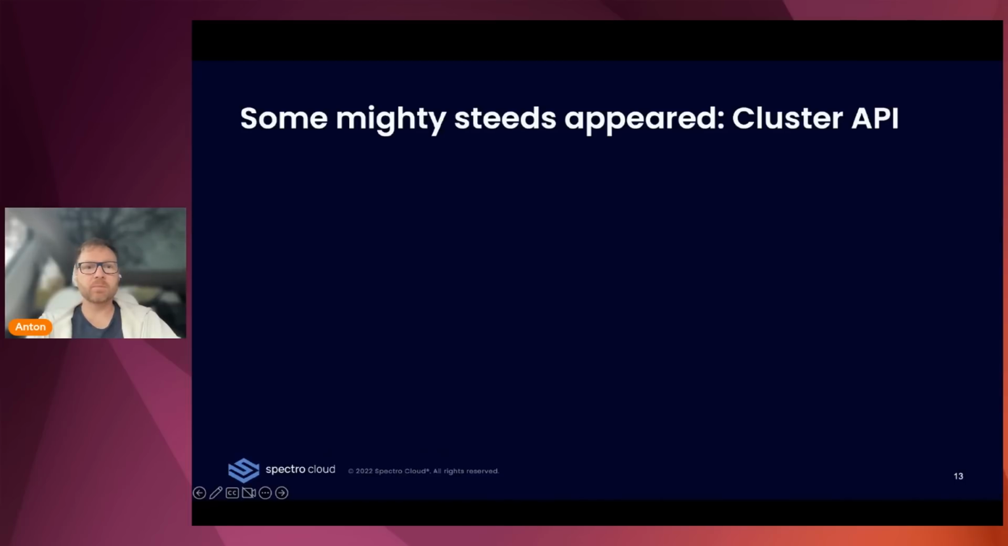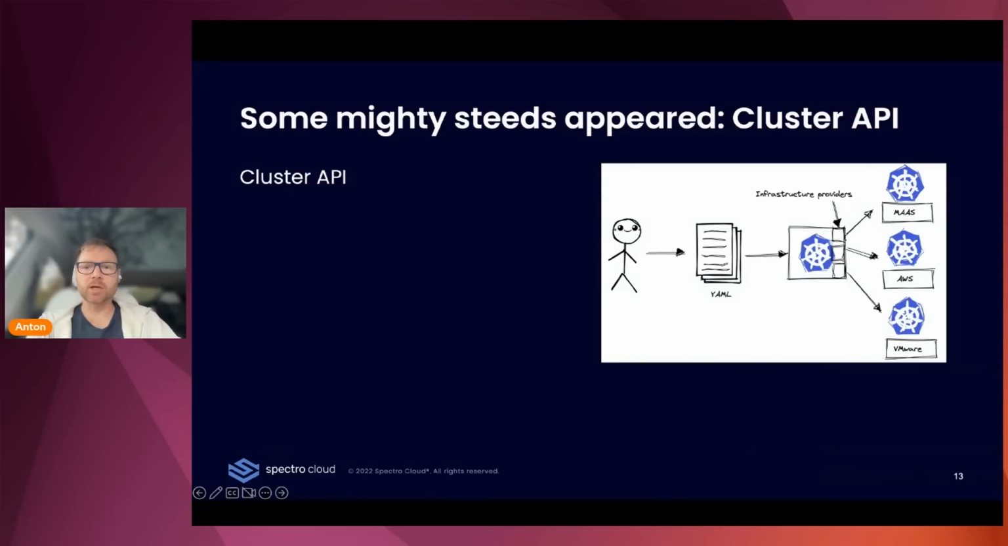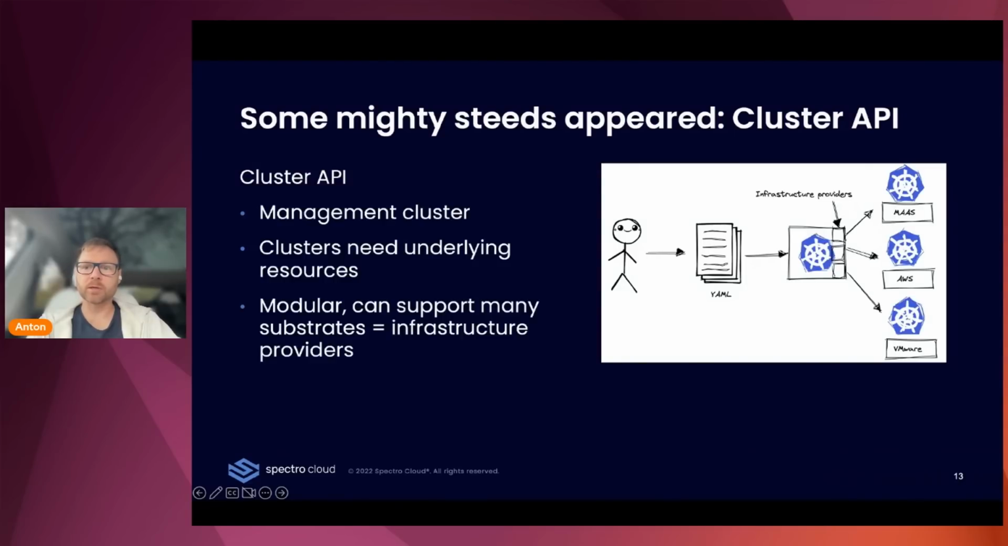So let's recap. We have a management cluster or a throwaway bootstrap cluster in some cases, and we use it to deploy clusters onto different substrates. Clusters need underlying resources. So Cluster API is modular, and it can support many different substrates, and these are called infrastructure providers, like MAAS from Canonical for bare metal. There's one for AWS, there's one for VMware, etc.